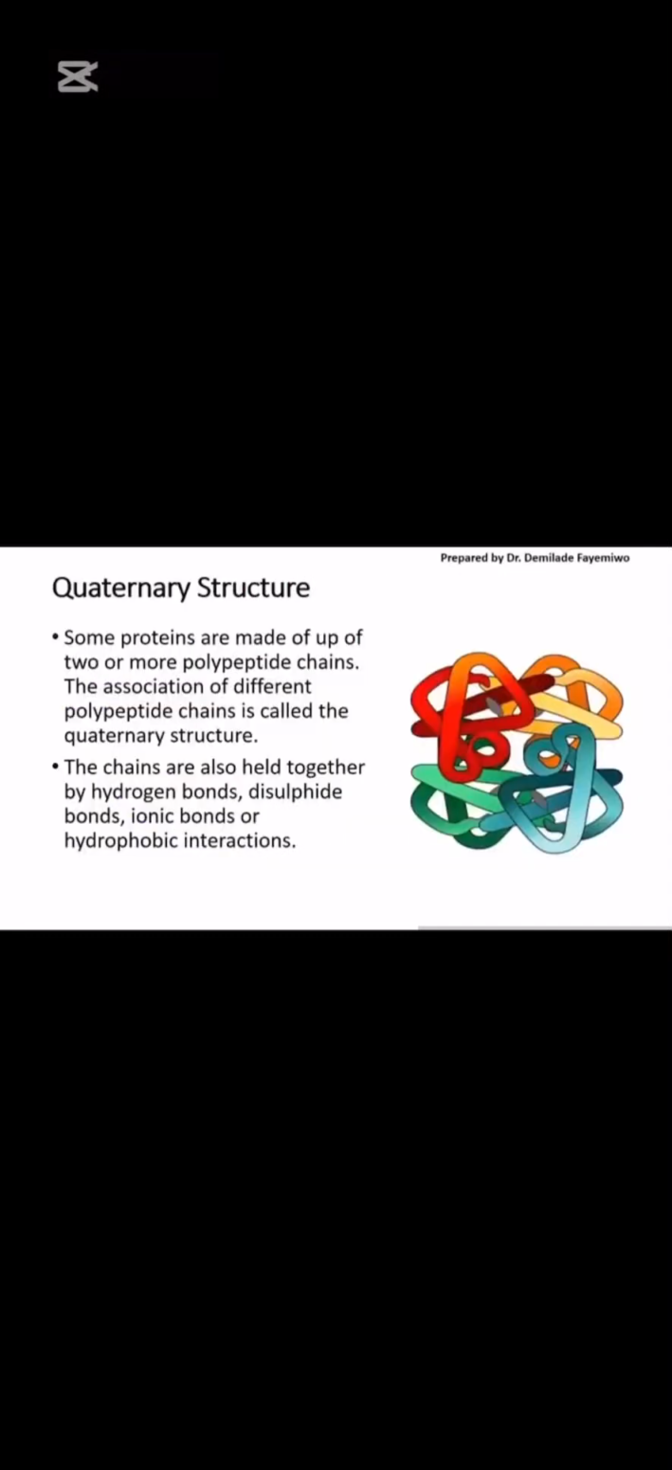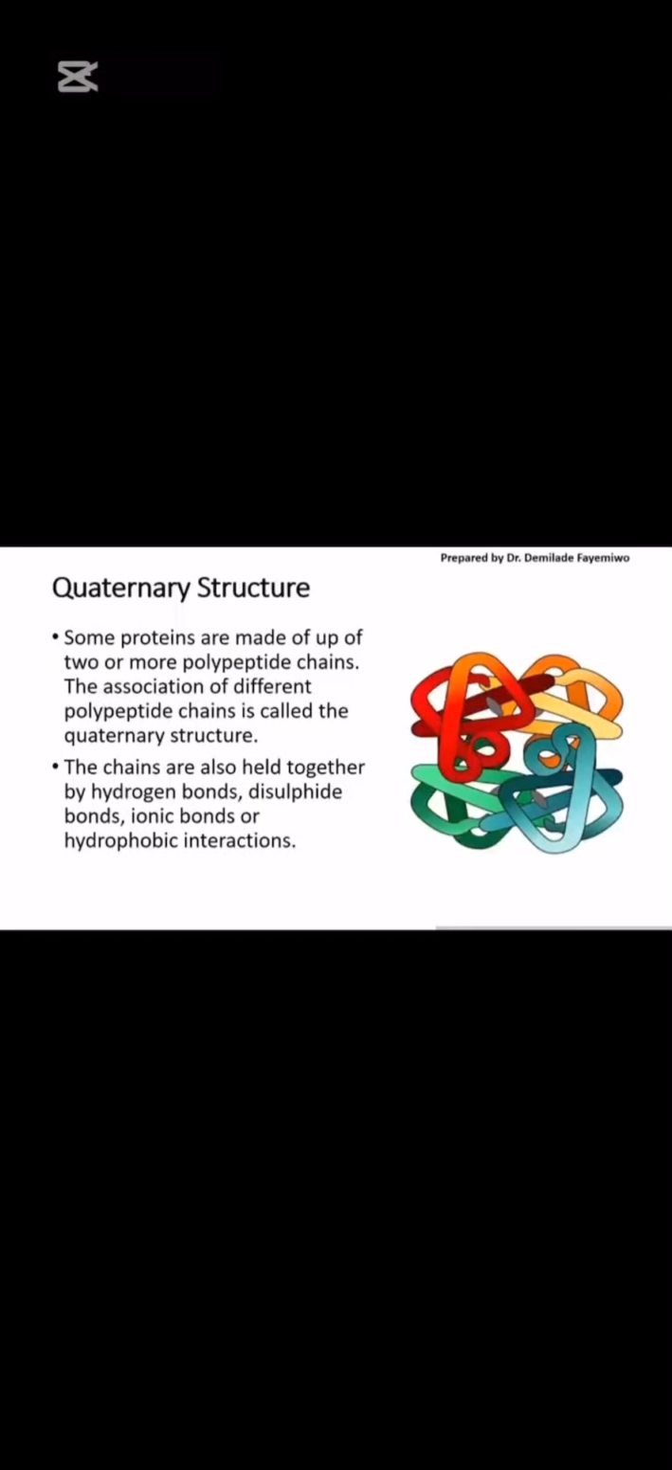The last kind of protein structure is the quaternary structure, and the quaternary structure, just like the primary structure, is rather interesting. The quaternary structure simply means that the protein is made up of two or more polypeptide chains, and the association of these chains is called the quaternary structure. The quaternary structure, just like the tertiary structure, is held together by hydrogen bonds, disulfide bonds, ionic bonds, or hydrophobic interactions. So the best way to remember the quaternary structure is to simply look at the protein that you're being asked about and to see if it has two or more polypeptide chains. If it does, then you can conclude that it has a quaternary structure.